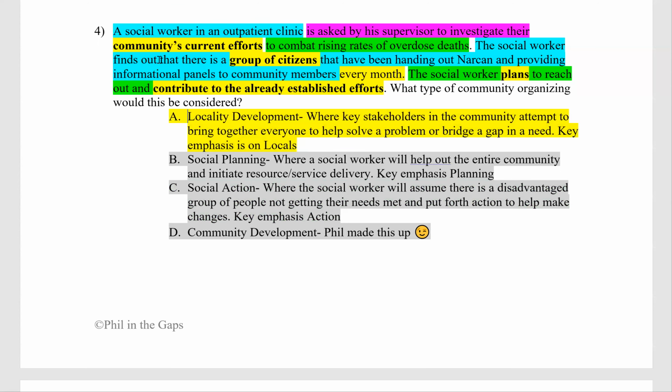Why? Because the locals already, aka the community, has already put forth effort to bridge the gap and combat rising rates of overdoses by handing out Narcan, providing informational panels on a monthly basis, and we plan to contribute to the already established efforts based on the fact the locals have developed and tried to combat things on their own. So the correct answer here is A. So that's how we look at that question in particular.